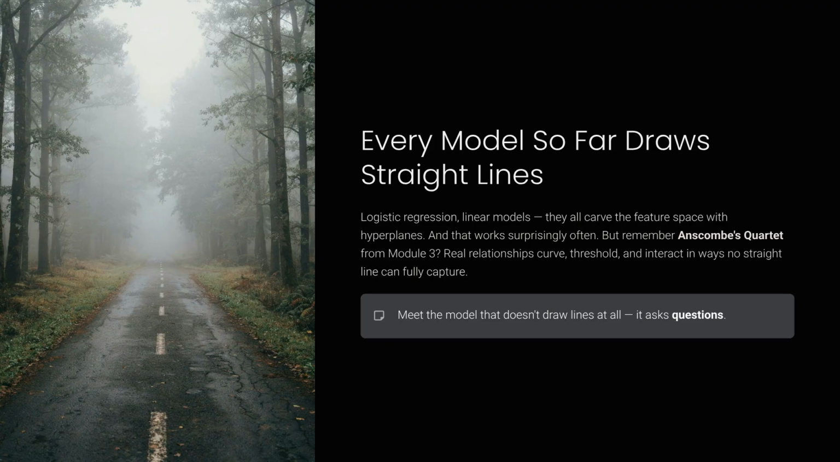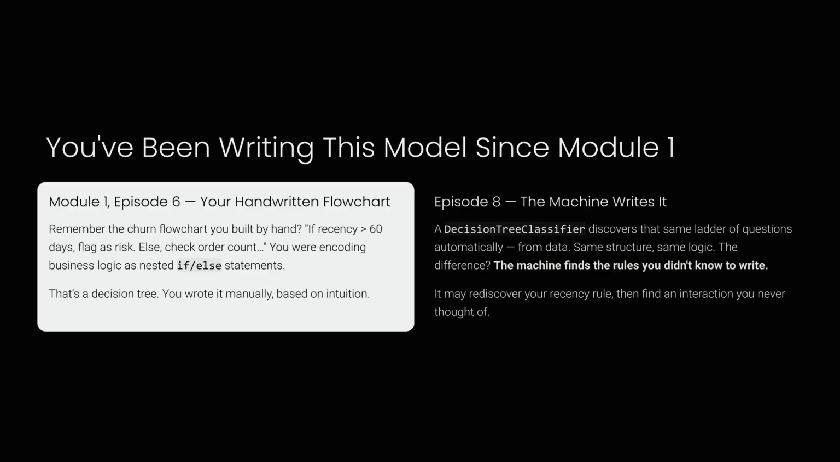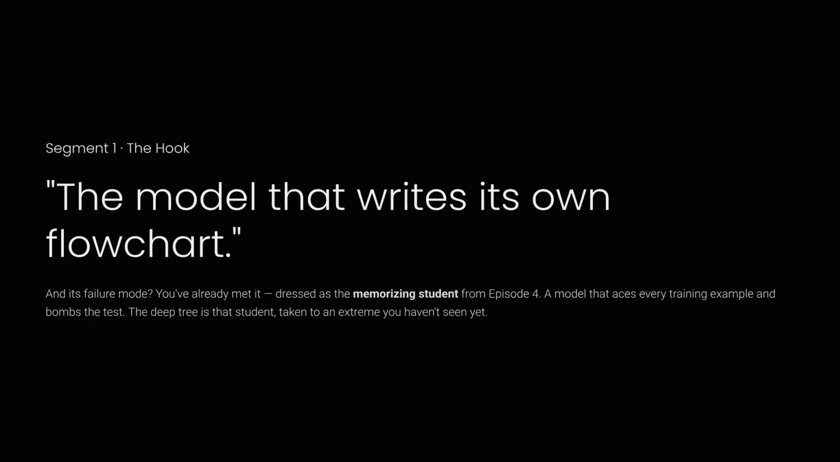So far, our models have relied on drawing straight lines, or hyperplanes, to divide data. While this often works, real-world data is complex, with curves and thresholds. It's time to meet a model that behaves differently. It asks questions. You are likely already familiar with decision trees without realizing it. Think back to your manual churn flowcharts. Now, a machine learning model does the same, but it discovers the rules from data, uncovering patterns you might have missed. The core power of this model is that it writes its own flowchart.